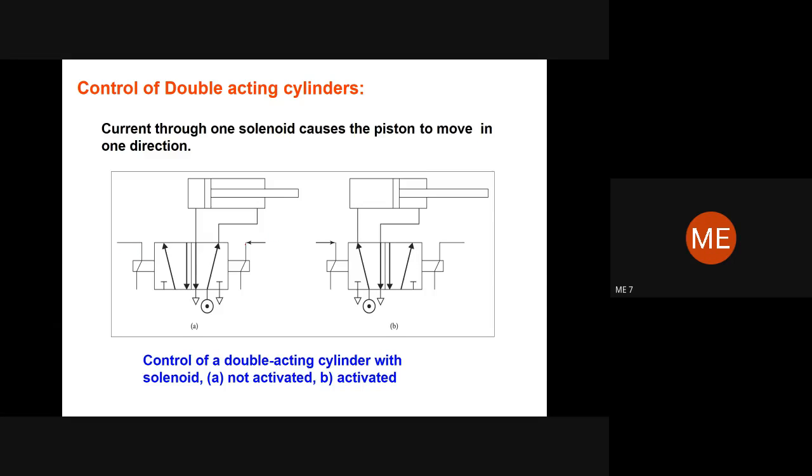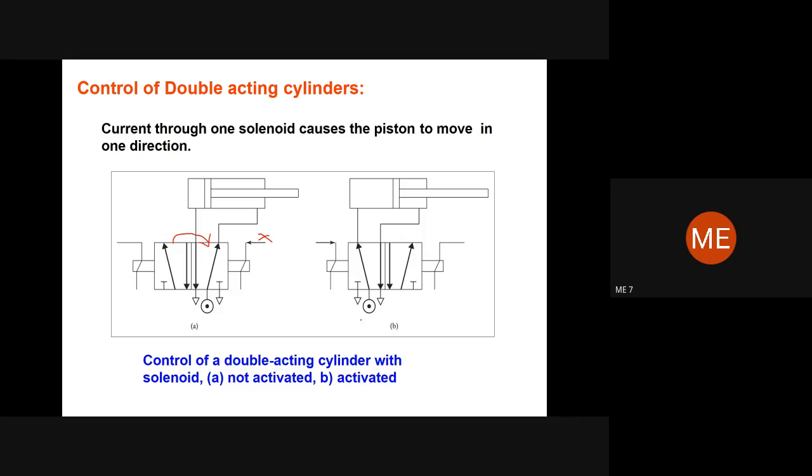Once you pass the current to the solenoid here, one movement is going to occur, that is, this one is going to shift. So this will come and connect over here. Then the pressure source is going to be there, and it moves to the other side. The movement is going to be there till the time you pass the current. And once you stop the current, it means there is no movement.